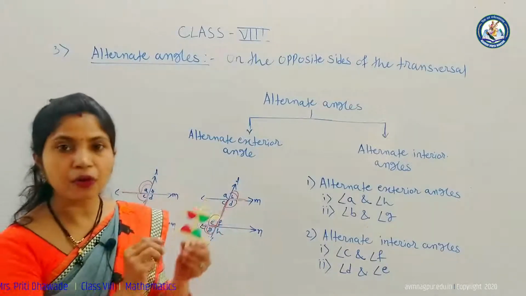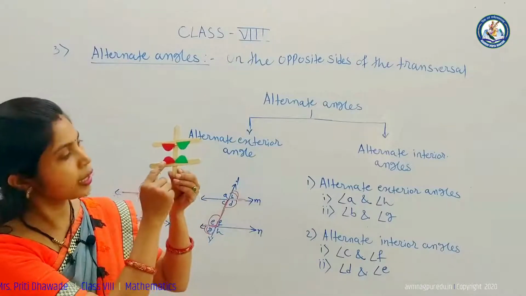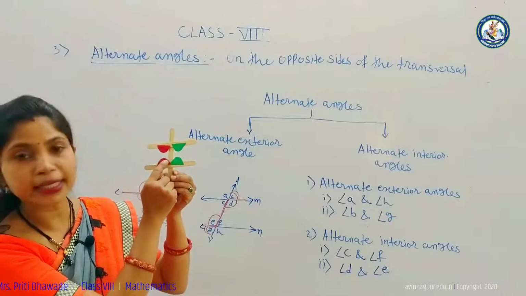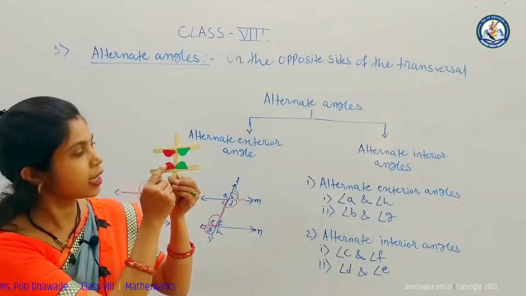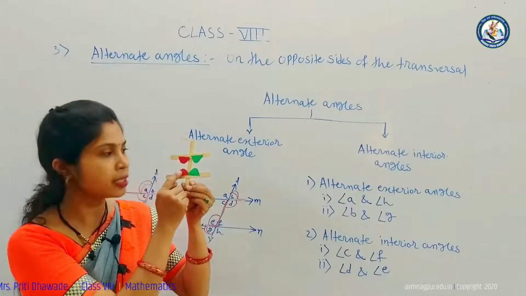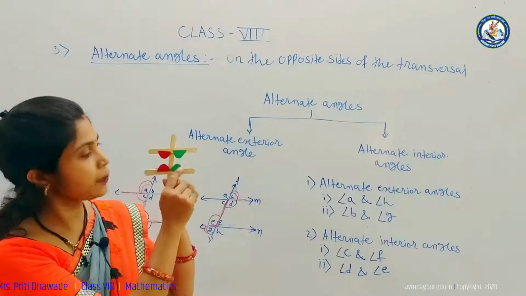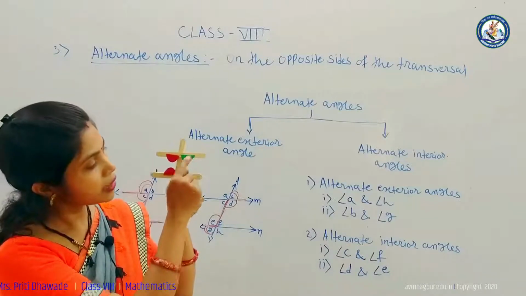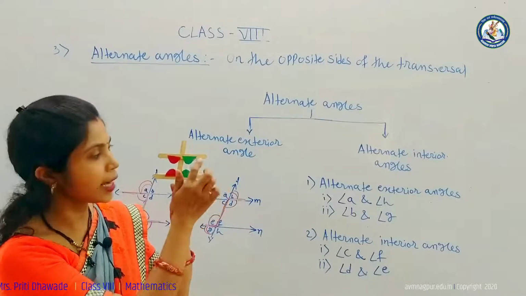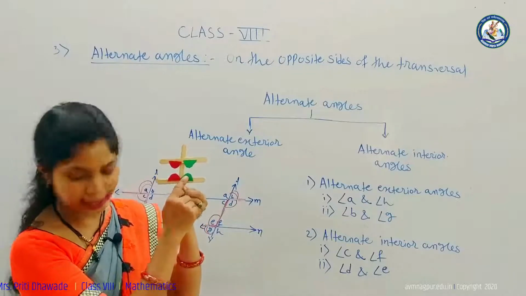Now interior angles mean what? Those angles present between these two lines. So look at this. I am using the same color here. Both the angles are present on the left hand side of the transversal and inside between these two lines. So this is one pair of interior angles on the left hand side of the transversal. Again I am using the same color here. So these two angles are present on the same side, that is on the right hand side of the transversal, and between these two lines. So this is another pair of interior angles.